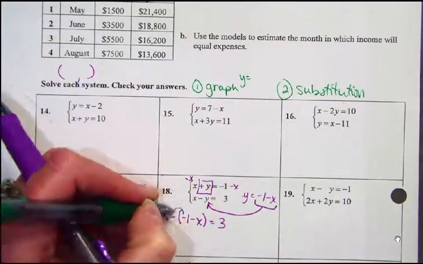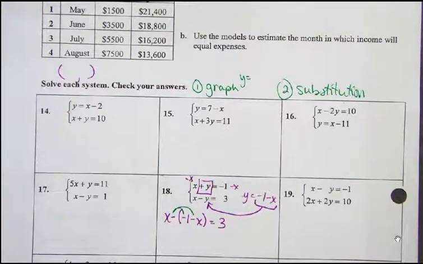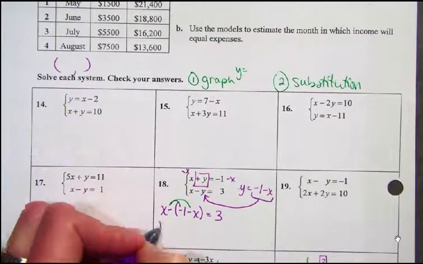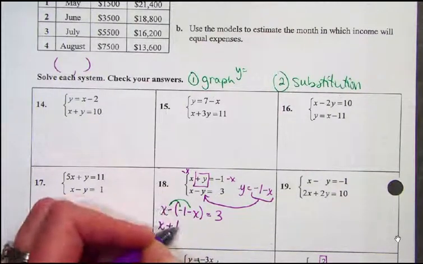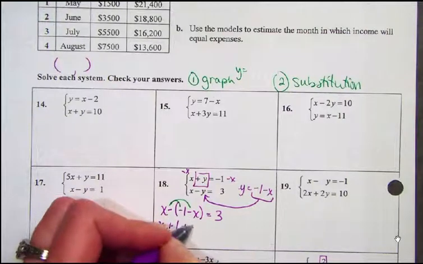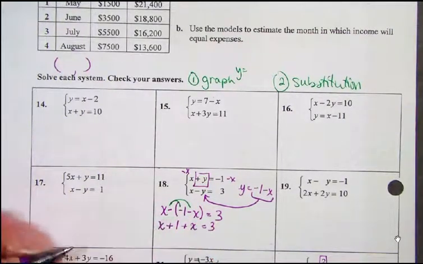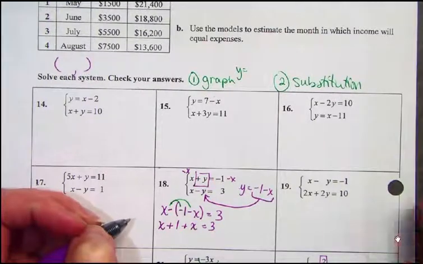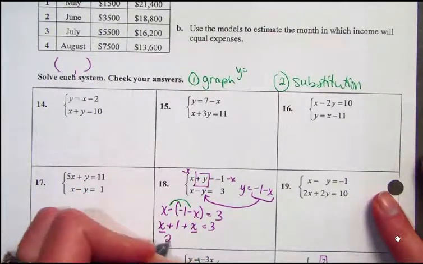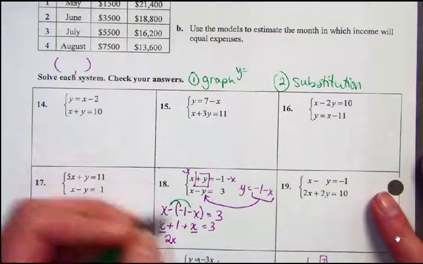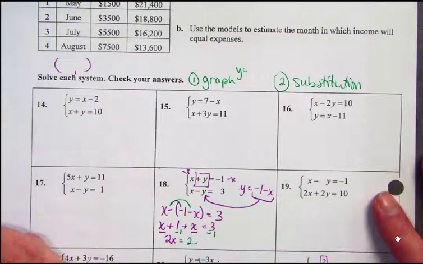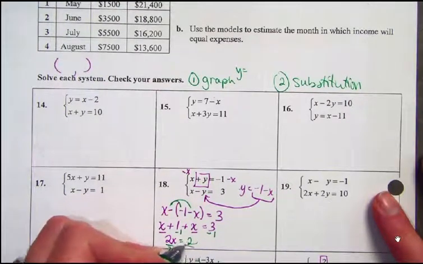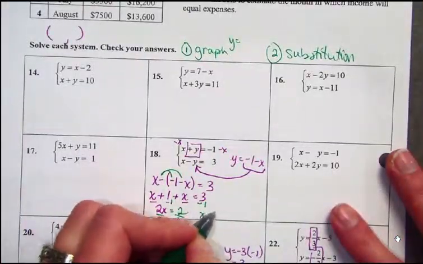Watch that subtraction out front because it distributes inside there. And I have an x minus negative 1, that gives me a plus 1. And minus negative x, subtract x, means plus x. Combining like terms, 2x on this side. Moving that constant to the other side gives me a 2. I'm going to divide both sides by 2 so I can get that x all by itself, and I find out that x equals 1.